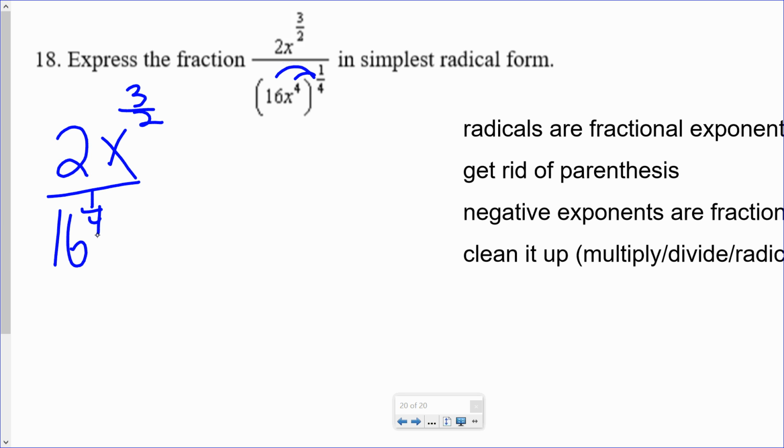When I raise a power to a power, I multiply. 4 times 1 is 4 over 4 is just 1, or x. Negative exponents are fractions. Nope, no negative exponents. Clean it up. So I have a couple of things I can clean up here. First of all, 16 to the 1/4 power. That means the 4th root of 16, which is 2.